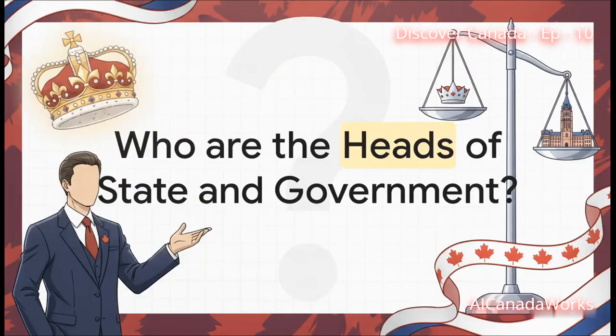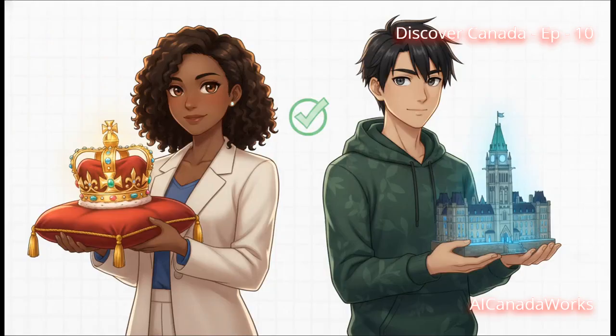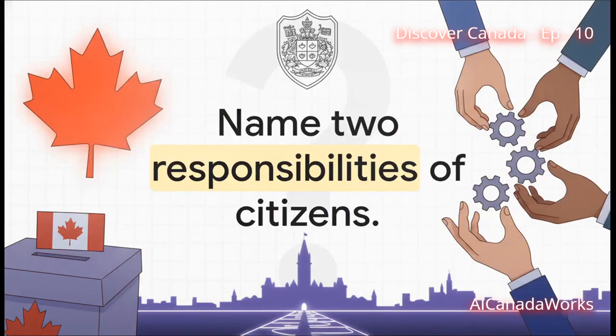Ready for a tricky one? Practice question 3. Who is Canada's head of state and who is the head of government? Remember that tricky comparison we looked at earlier? Mentally separate the monarch from the elected leader. Here are the answers. The head of state is His Majesty King Charles III, and the head of government is the Prime Minister. If you successfully kept those two separate just now, you are in phenomenal shape for the actual exam.